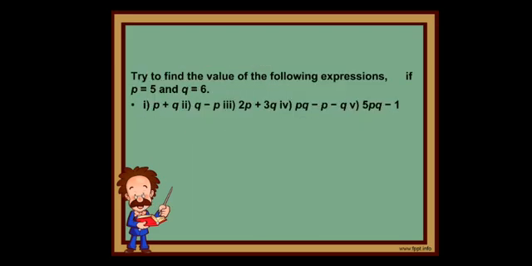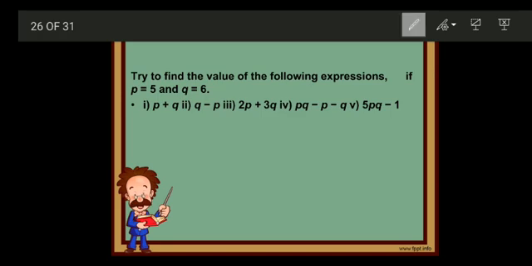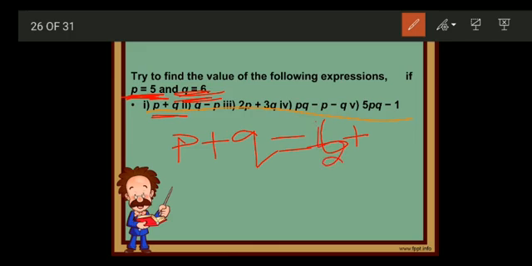Try to find the value of the following expressions if p is equal to 5 and q is equal to 6. Here they have given 5 algebraic expressions and we have to find the value of the expressions, and they have given numerical values to the variables. So p plus q we have to find out. Here p is equal to 5 and q is equal to 6. So this will be equal to 5 plus 6, which is 11. Okay, this is the first one.